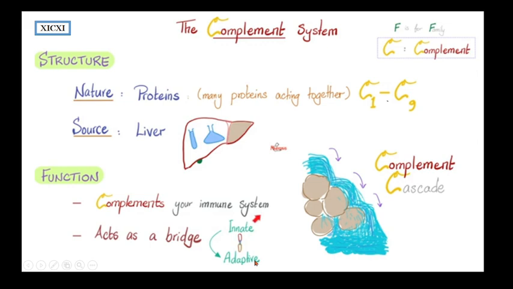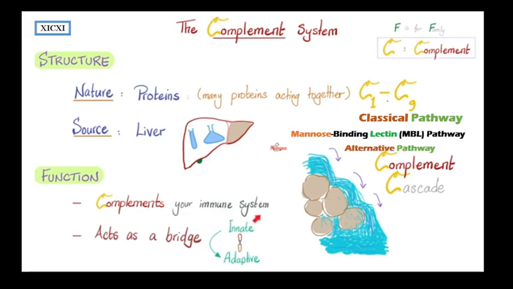We will see that there are many pathways in this complement system. There are 3 pathways, as you are seeing here: the classical pathway, the mannose binding lectin pathway, and the alternative pathway. At the end of this video, all of this will be very easy for you. Stay with me. Let's start.